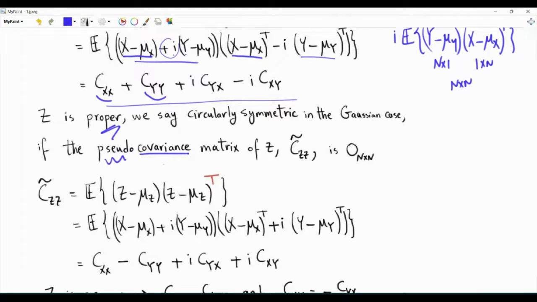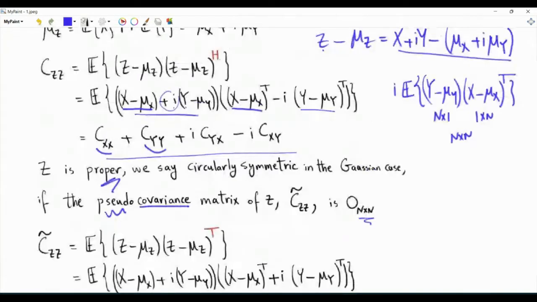Now, the pseudocovariance, you can just compute it as we did above for the covariance. For a complex valued random vector to be proper, the pseudocovariance must be the all zero matrix. So this is the definition of a proper complex valued random vector. It has a pseudocovariance matrix that is all zero. Now, if we evaluate the pseudocovariance, what is the difference? Because here we are using Hermitian, this is minus I, because we take the Hermitian of this column vector.